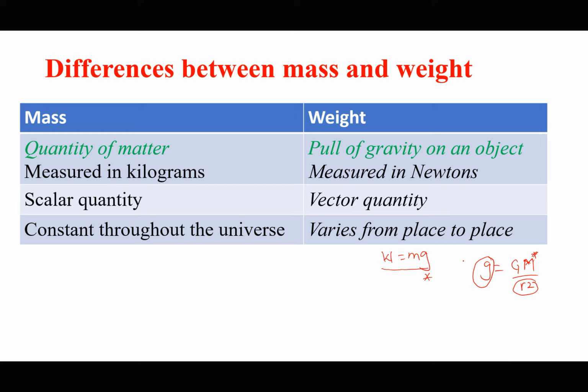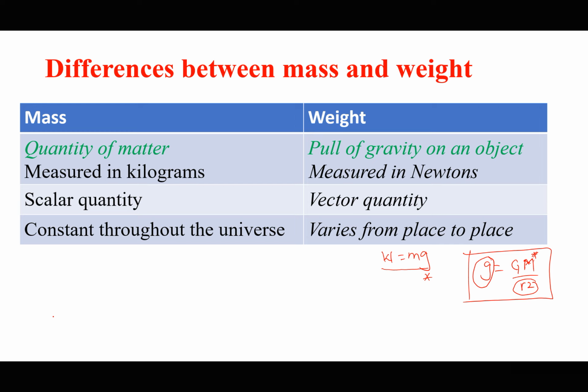So we are saying our weight varies from place to place, and there are several reasons why weight varies, but I've just mentioned that g varies. There are reasons as to why g varies, which we will mention in a unit called gravitation in Paper 4, that is A-level physics. Okay, so that is the difference between mass and weight.